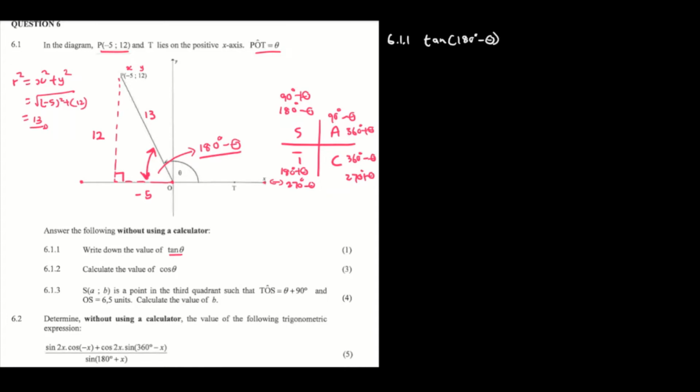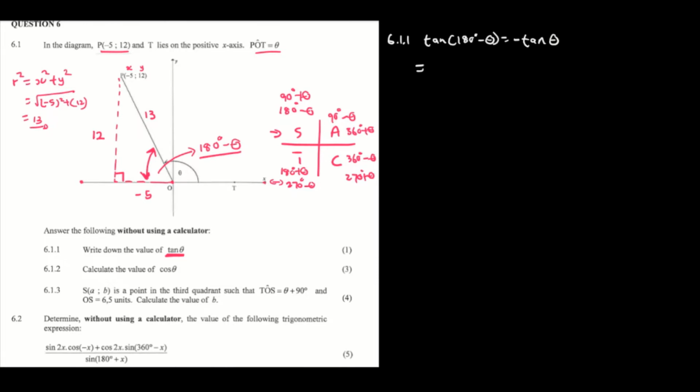So we're having 180 degrees minus theta here, which means this is in the second quadrant, and in the second quadrant only sine is positive, so we're going to have a minus tan of theta. This is our solution, since we are only asked to find tan of theta here. So our answer is going to be negative in this case. Whatever answer we get must be negative.